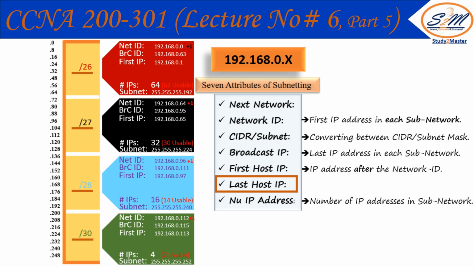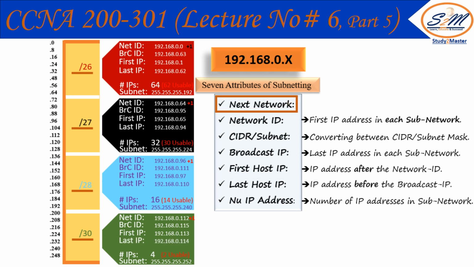The last IP address, or last usable IP address, is the one before the broadcast IP address, or 2 less than the next network ID. In the first network it is 192.168.0.62, the second network 192.168.0.94, the third network 192.168.0.110, and so on. And the fourth network is 192.168.0.114. These are called the last usable IP addresses in each subnetwork.